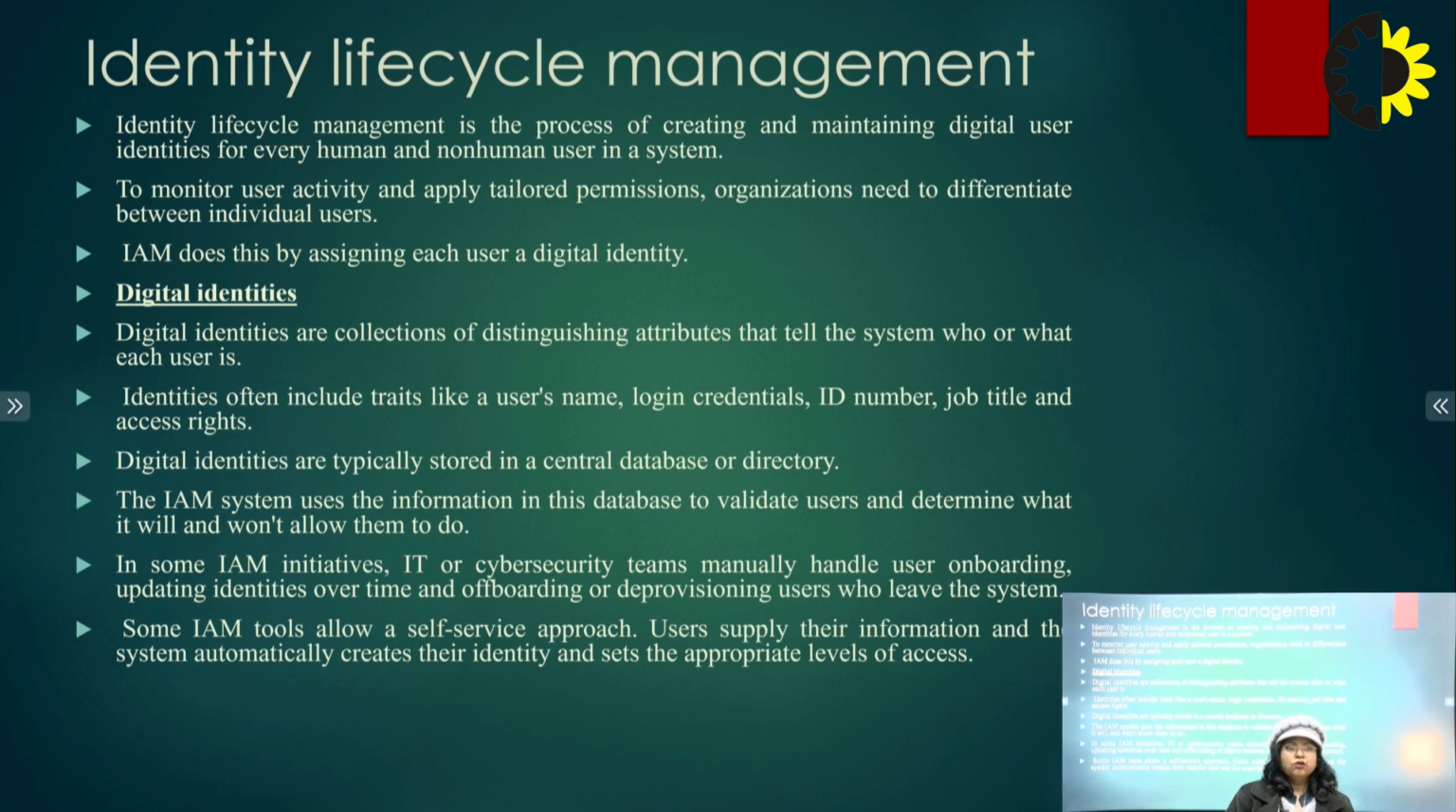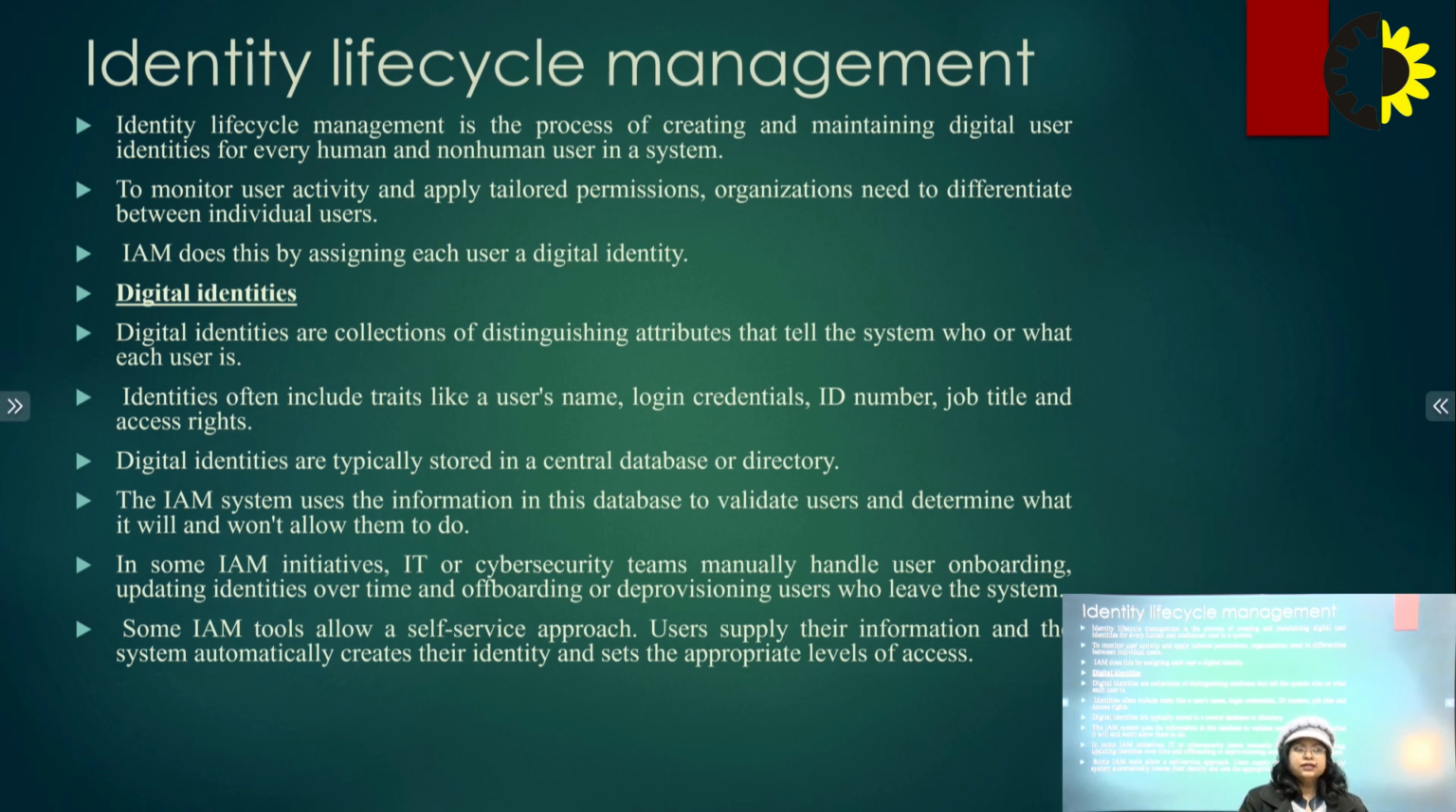So what each user is. Basically, a digital identity has some particular attributes by which we can identify a particular user. These identities include different attributes like the user's name, login credentials, ID number, job title and the access rights. So these are a few attributes our digital identity includes.